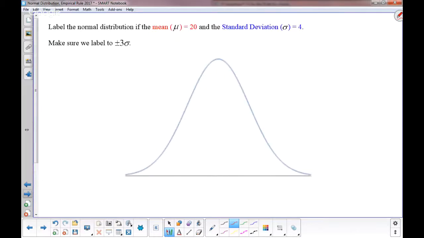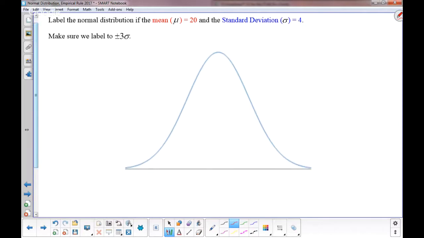All right, so here's something we're going to get. You're going to get something like this. You're going to label the normal distribution with a mean of 20, mu, 20, and a standard deviation of 4. Make sure we label 3 standard deviations. So what I'm going to do, knowing my mean is 20, is draw a straight line straight down from the top. You don't have to, but I would prefer you do it. And I'm going to put my mean as 20. I'm just going to put 20 right there.